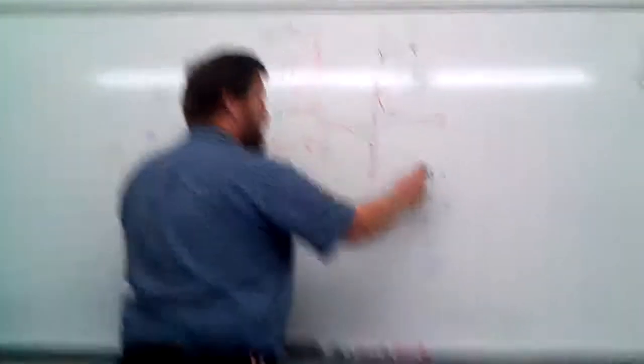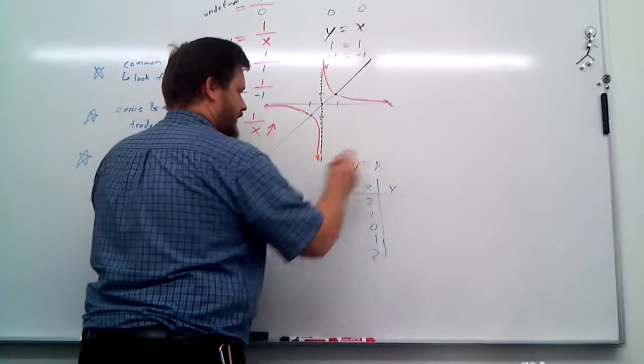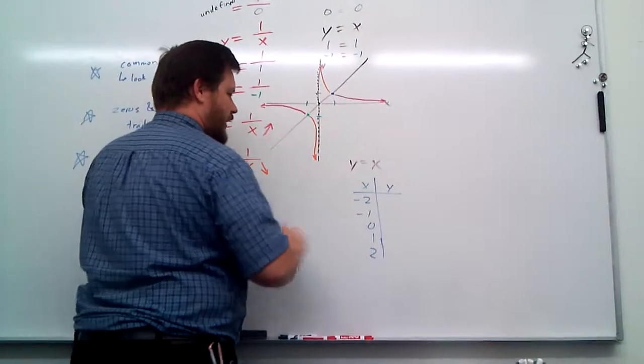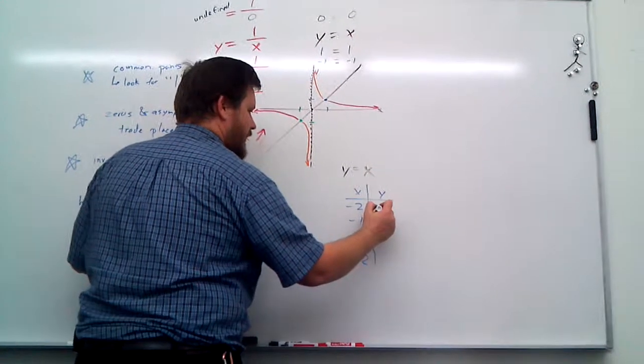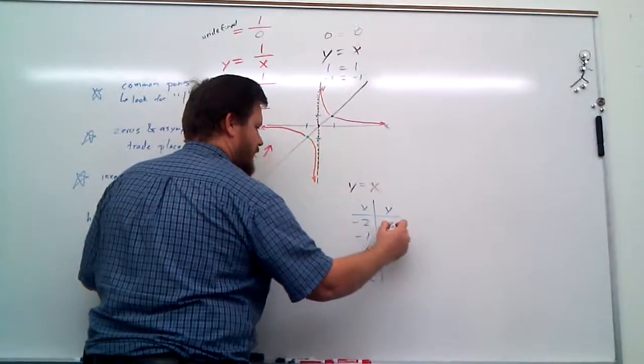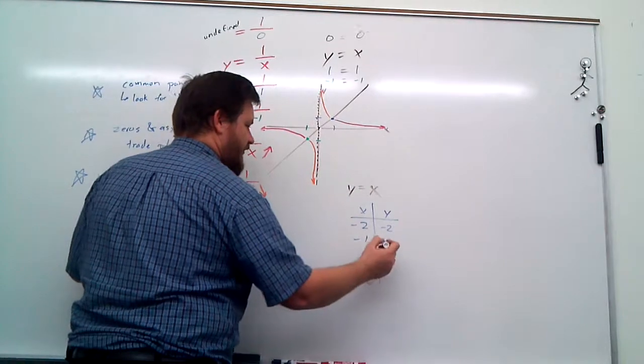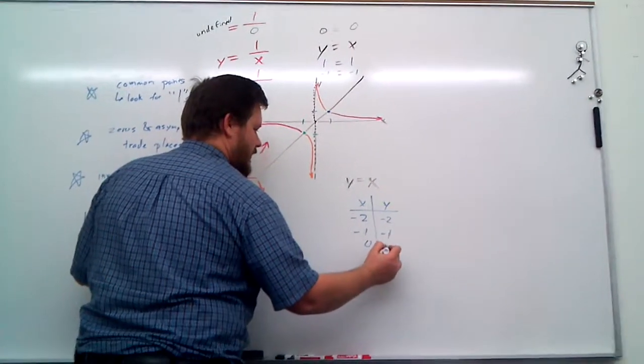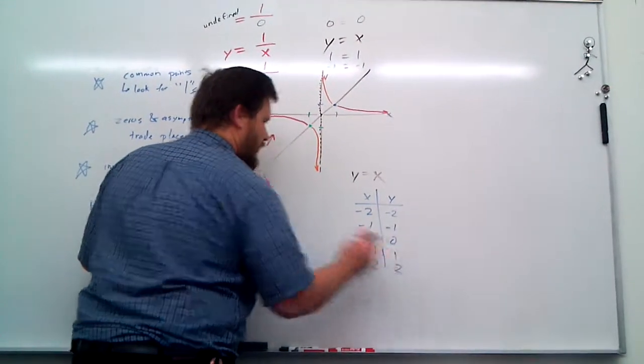In the original function, when x is -2, what's y? -2. In the original function, when x is -1, y is -1. 0, 1, 2. Boy, you guys are smart.